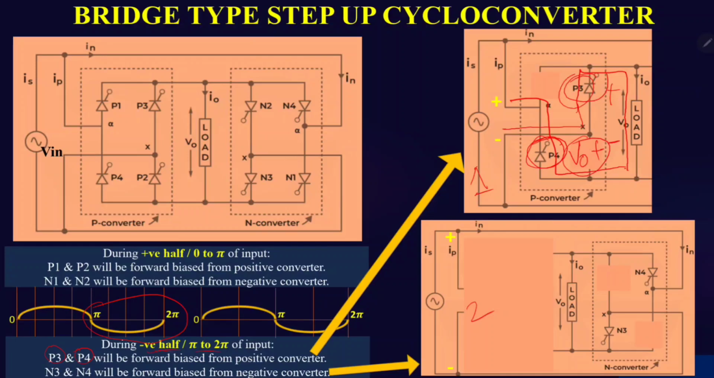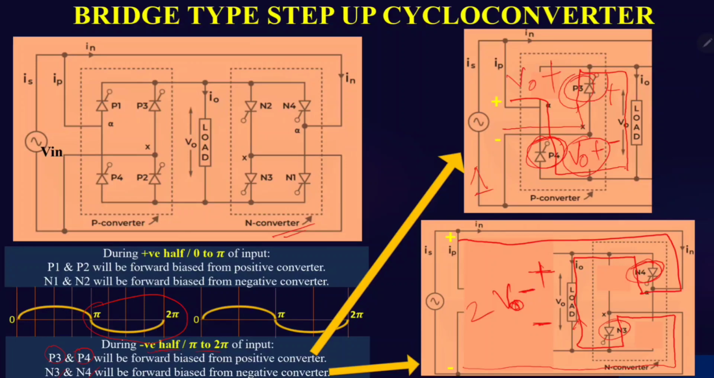Now if we consider the negative converter, N3 and N4 will be in forward bias. In this condition, the current will flow from the negative to N3, then the load, then N4, and go back to the positive. So this side is positive and this side is negative, and the current is entering from here. So here the output voltage we get is negative, whereas there the output voltage is positive.